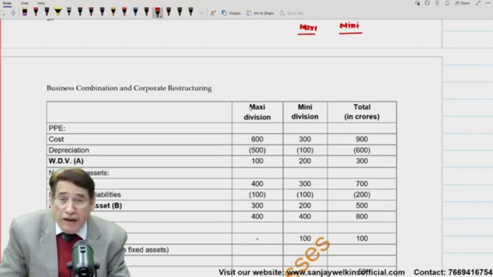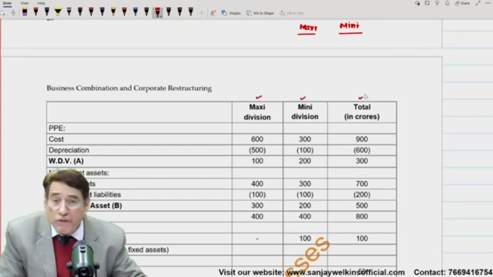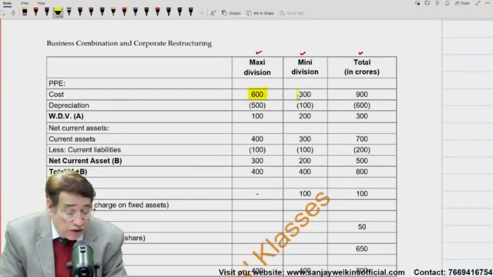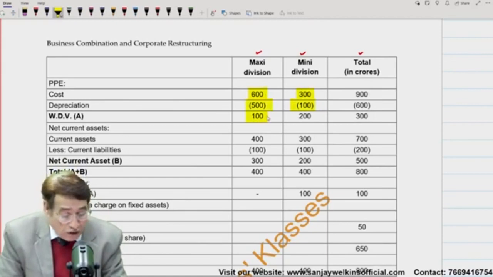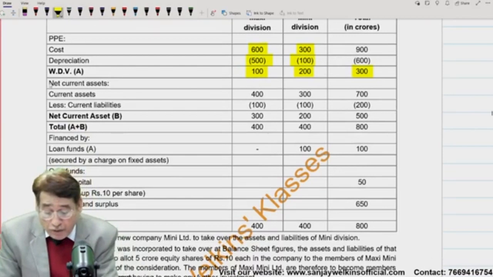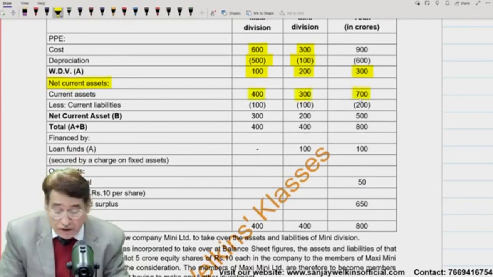So, as far as scenario in the balance sheet is concerned, this is one division Maxi, this is another division Mini. Total is also given to you. In this case, you are being given property, plant and equipment, of course, as usual, 600, then depreciation is also given, but more concerned with what we call written down value. Total written down value, 300, out of which Mini division share is this much, Maxi division share is equal to this much. Further, we are being given net current asset 400, 300, and in the outer column, it is written 700, whereas current liabilities are 100, 100. They have subtracted current liabilities from the current asset and shown what we call net current asset. You are not concerned with net current asset. You simply presume that current assets are given and current liabilities are given.